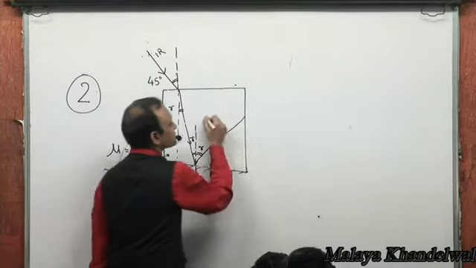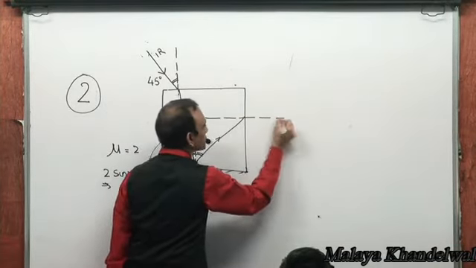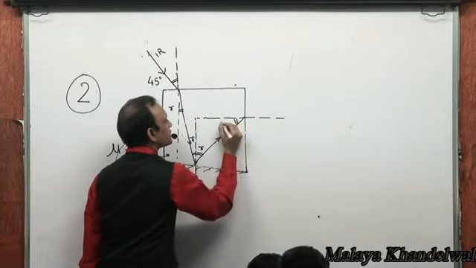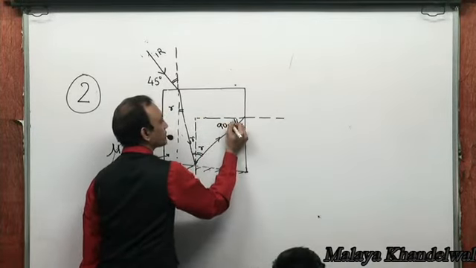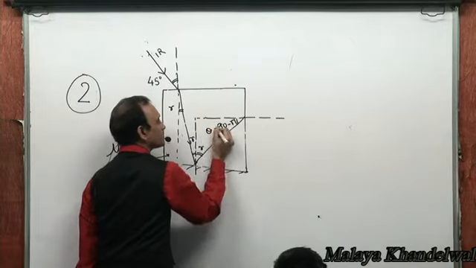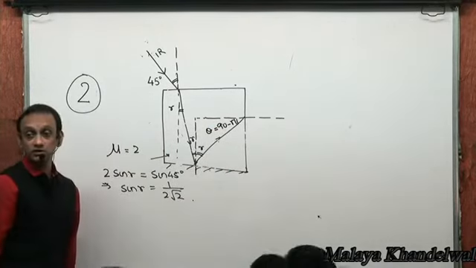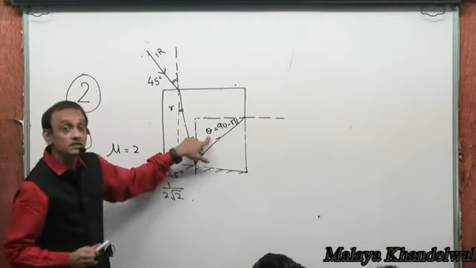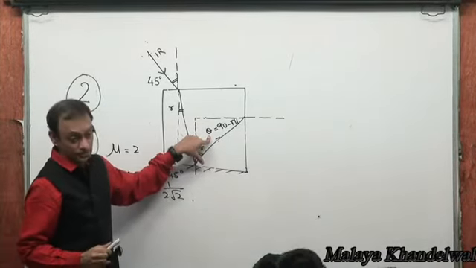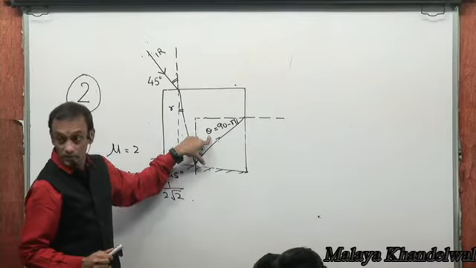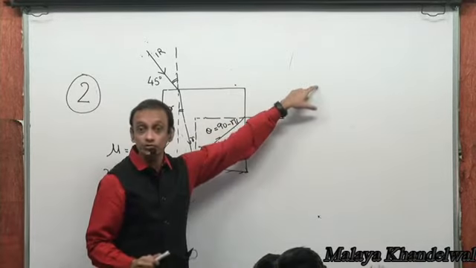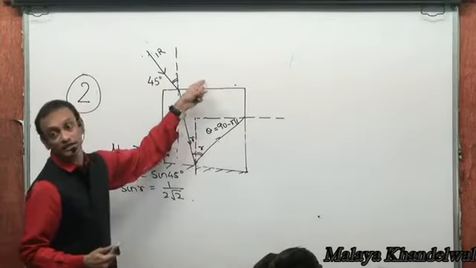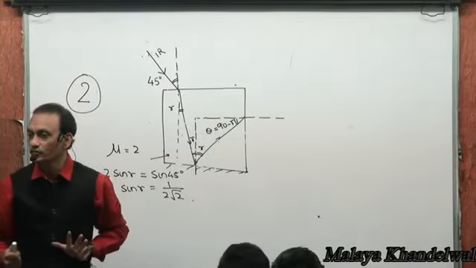Now, on this surface, realize, 90 minus r, that's theta. That's the angle of incidence on the surface. If this theta is less than the critical angle between the pair of media, it will emerge through this face. If it's greater than or equal to the critical angle, it will get totally internally reflected. That is what would happen, right?